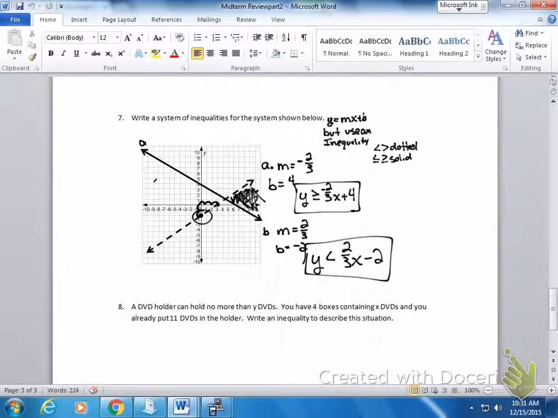Now, some of the answers on your test may be in standard form. If you don't remember, that's ax plus by equals c. So our numbers need to be on the side all by itself where c is. So I'm just going to look at this one right here, and I'm going to add 2/3 x to the other side.